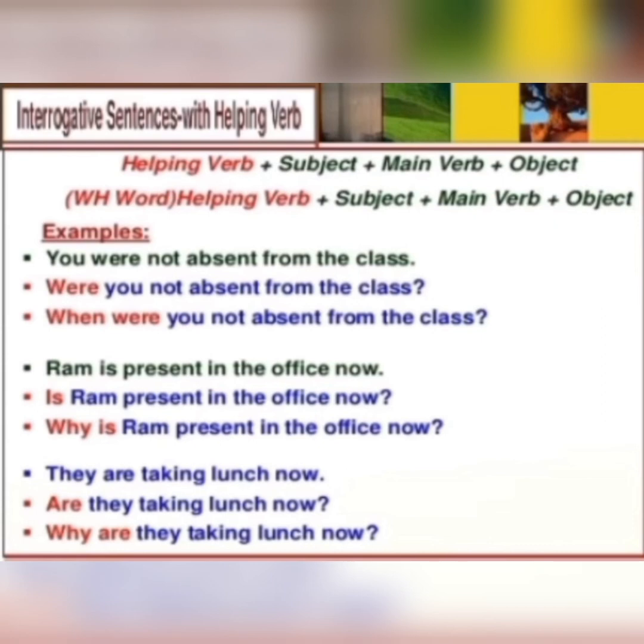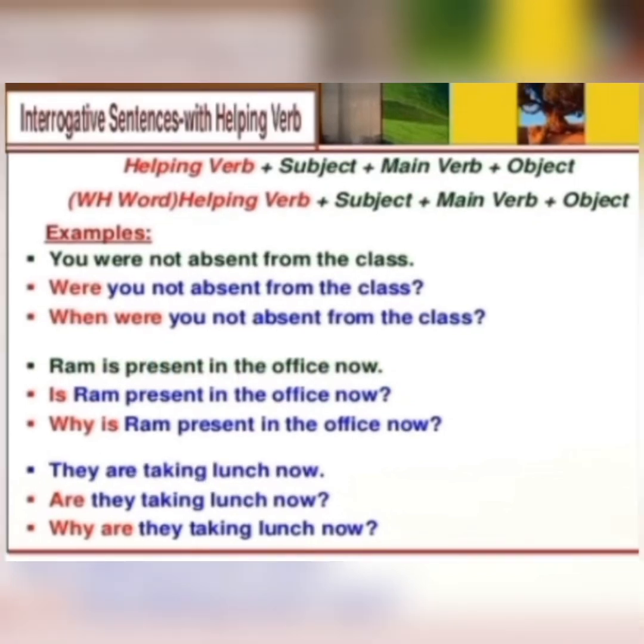Ram is present in the office now. Is is my helping verb, so I will bring it in front. Is Ram present in the office now? Or why is Ram present in the office now? You can ask either way. The next example is, they are taking lunch now. So what is the auxiliary verb here? Yes, are. So we'll bring the are in front. Are they taking lunch now? Question mark. Or you can use a WH family word also. Why are they taking lunch now? And then you will put a question mark at the end.